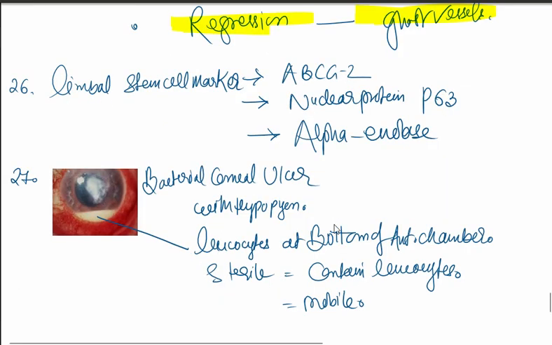Next one, limbal stem cell markers. These are pure rote learning: ABCG2, nuclear protein P63, alpha enolase.